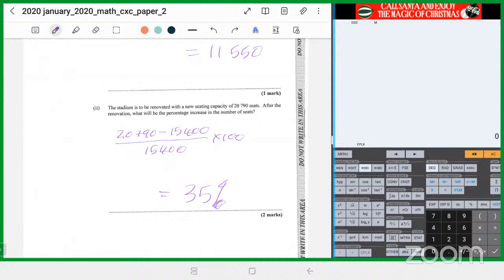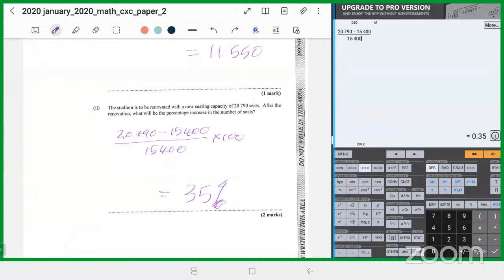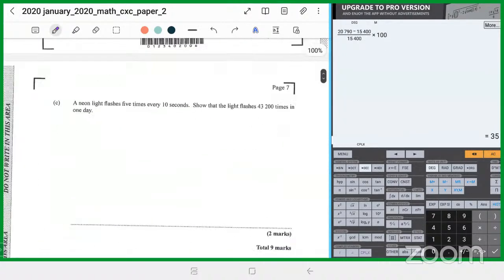So working out again. Just gotta type this in the calculator, which is 20,790 minus 15,400 over 15,400 times 100. With that, percent, 35%. All right, next part.